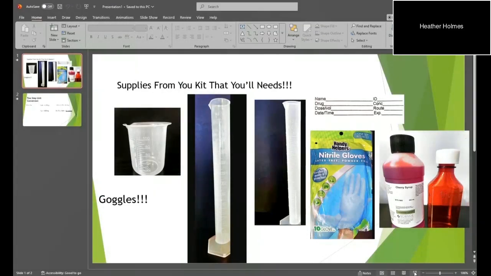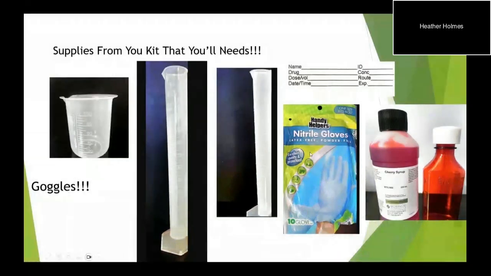Okay, so the supplies that we're going to be using for this one are, of course, your goggles and your gloves. You're going to be using the 100 ml beaker. We're going to be using the 100 ml graduated cylinder, which when you look at it, you'll see all the numbers go up by 10, and at the top it'll have 100, and you'll also be using the 10 ml graduated cylinder, so it's going to be the smaller one.